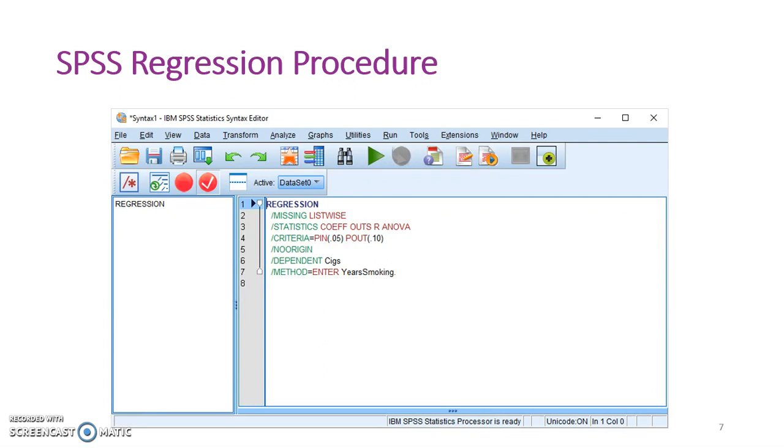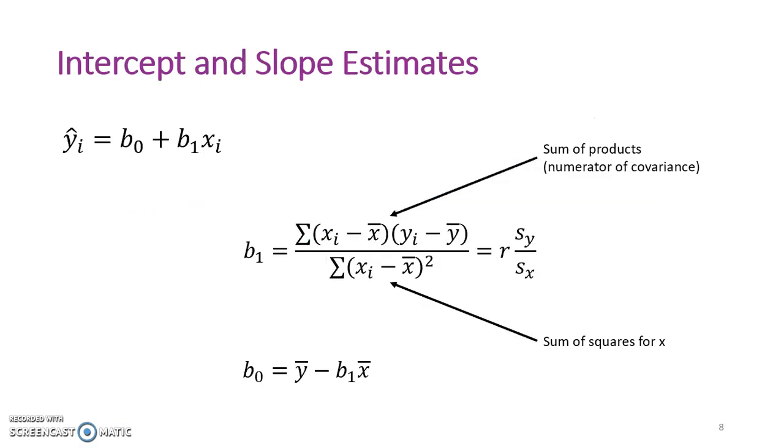Before we get into looking at the output, let's talk a little bit about the estimates of interest. You'll recall from the last lecture that the two parameter estimates that we are interested in from this equation are the intercept and the slope. Now, these are the formulas for the intercept and the slope. So let's focus on the slope first. The slope is essentially the sum of the products, which you'll recall is the numerator of the covariance, divided by the sum of squares for x.